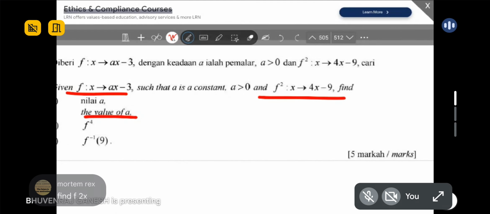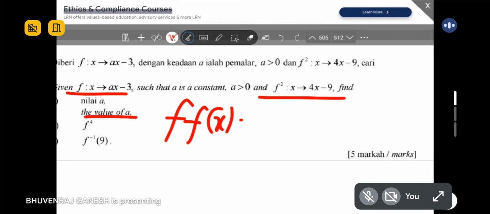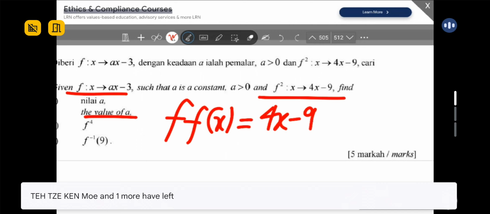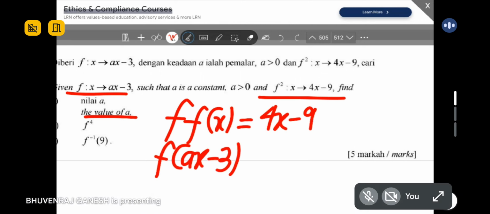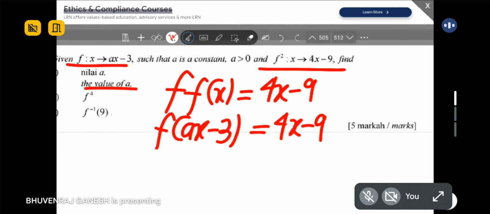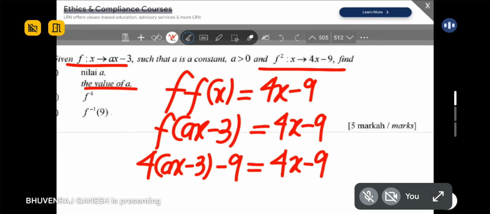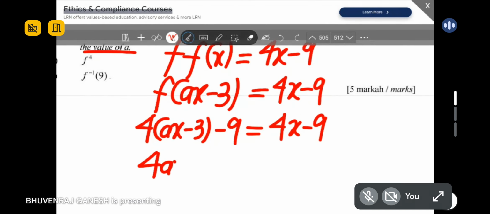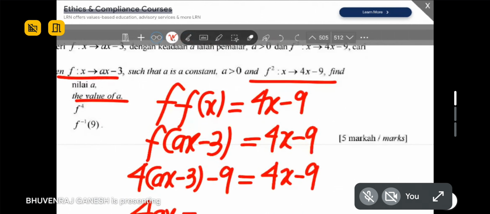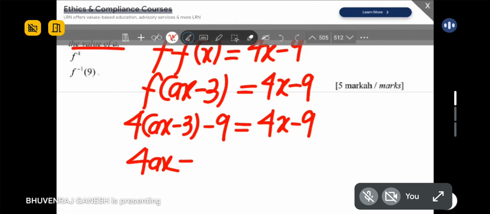Yes, very good. You can find the F2x. So F2x is actually FFX equal to 4x minus 9. So Fx, you substitute, gantikan with AX minus 3 equal to 4x minus 9. Now it is a composite function, fungsi gubahan. So you substitute AX minus 3 inside the X. This whole thing, substitute in the X. Only the X, guys. Dalam sebutan X saja. And then minus 9 equal to 4x minus 9. So you guys can see the pattern. 4ax minus 4x minus 9. Correct? Okay, so minus 21 equal to 4x minus 9.